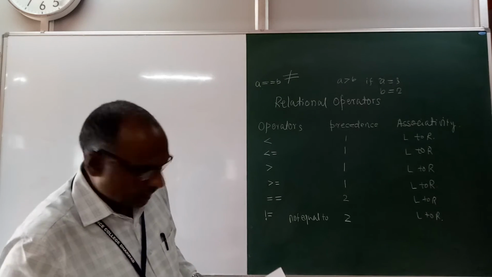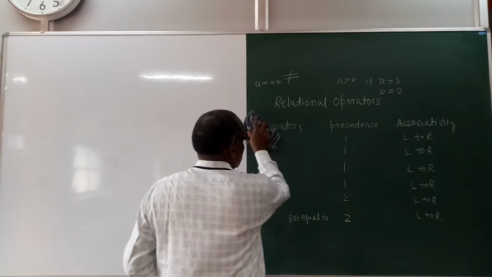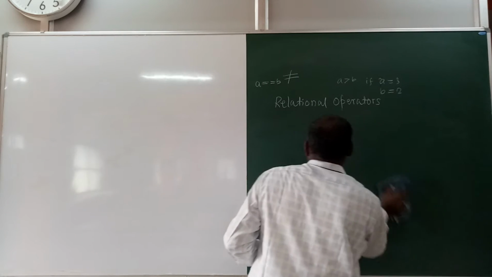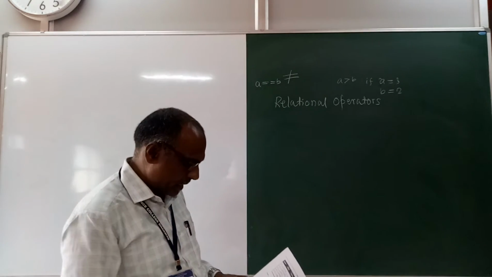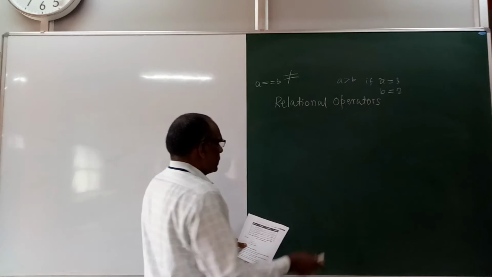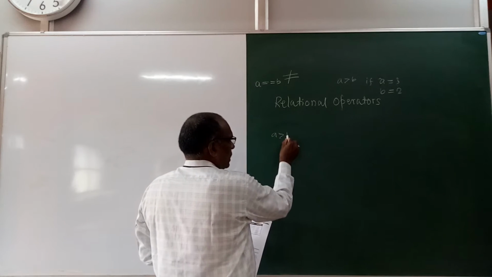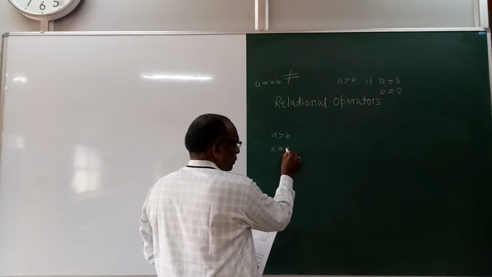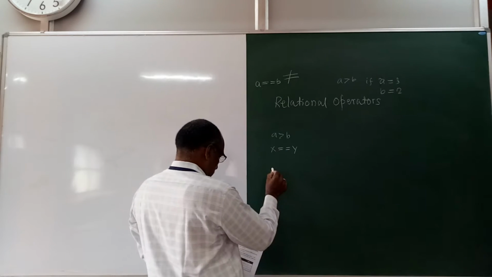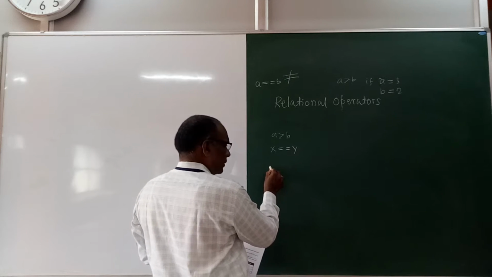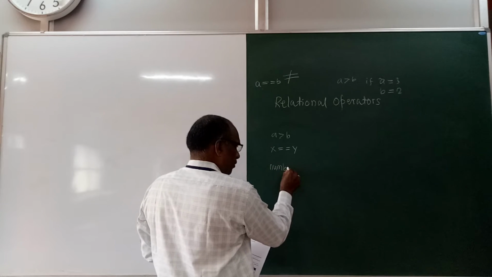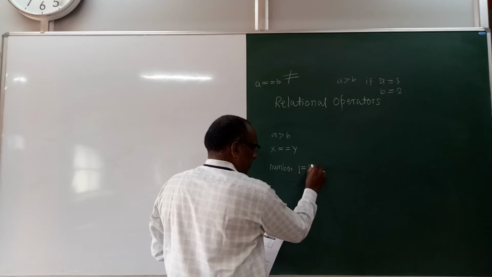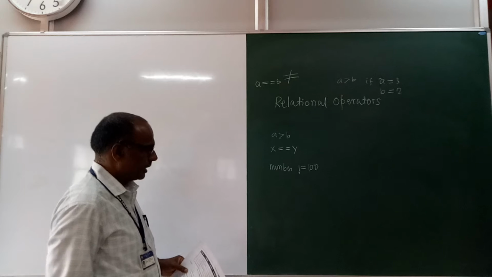Now I'll give some examples here. These are the 6 operators, and the priority: the first 4 will have the first priority, the second 2 will have the second priority. Say here, I'll write A greater than B, X equal to Y, say some number not equal to 100. It is not equal to 100.